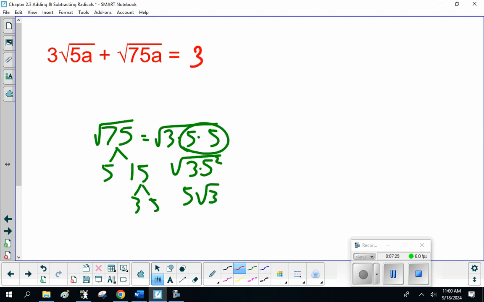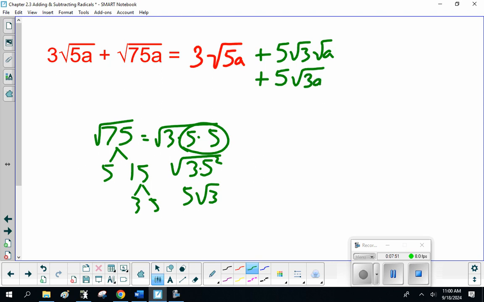So this is 3 times the square root of 5a plus, now 75 becomes 5 square root 3. And don't forget my a. Now, here I forgot my a, so I'm writing this as a separate term. I really should just write that as 5 square root 3a. And here I stop because 3 square root of 5a is a different radical than the square root of 3a.